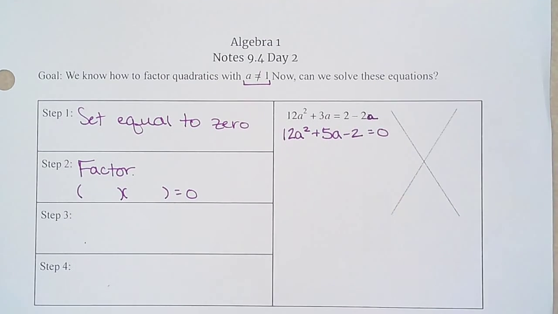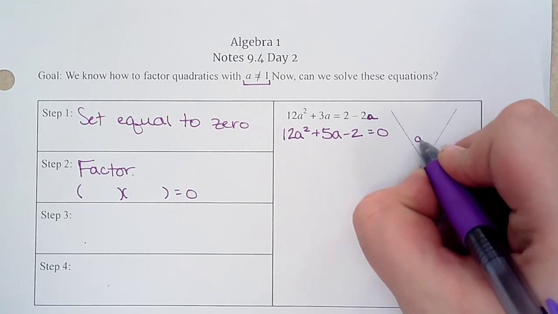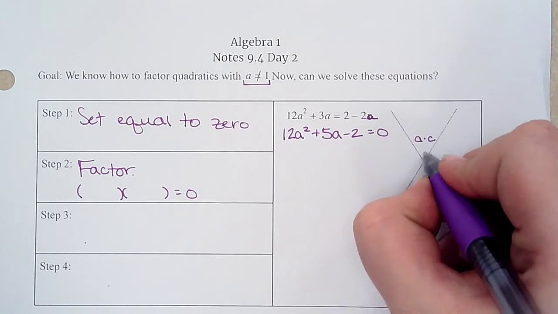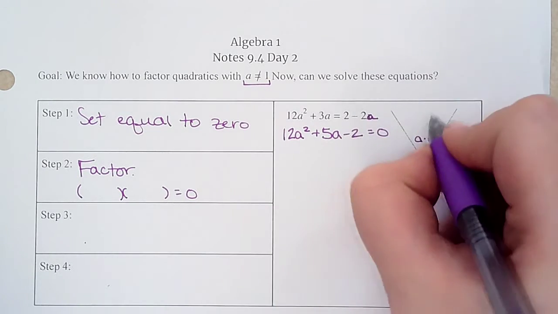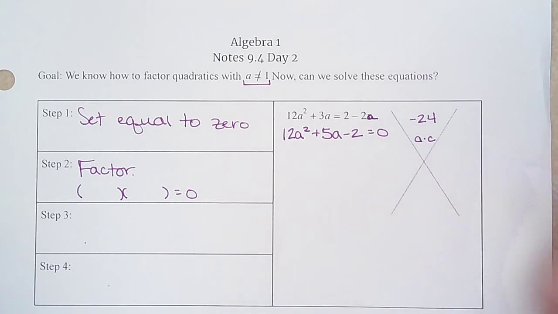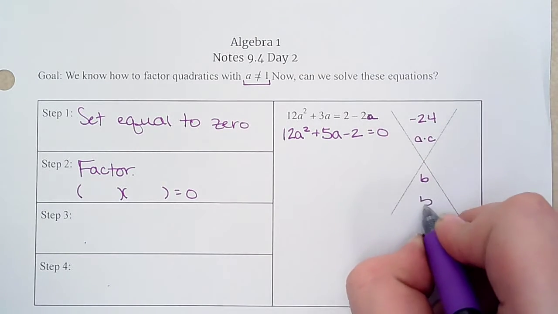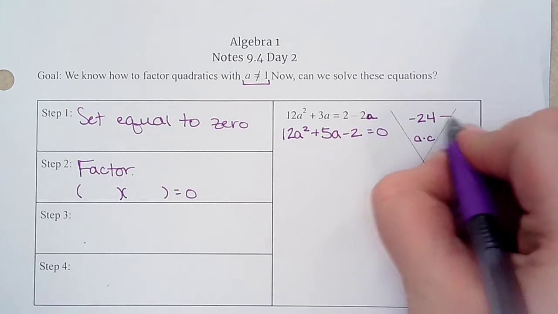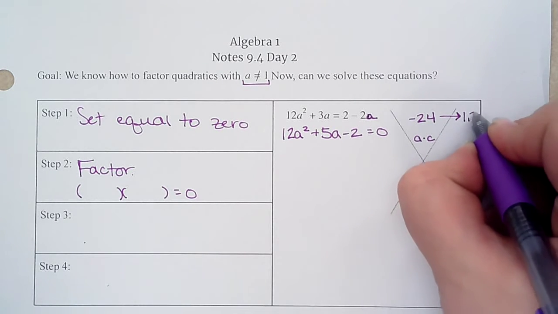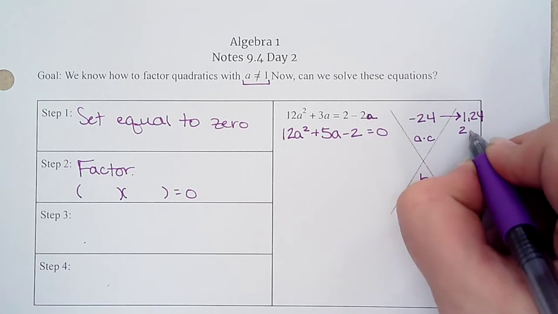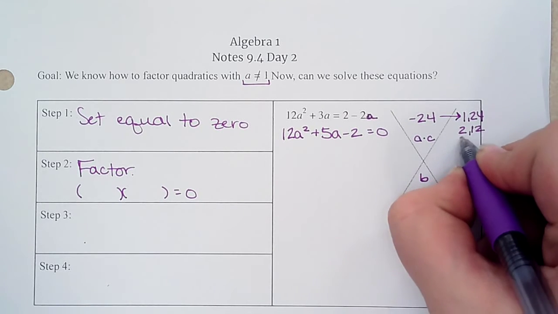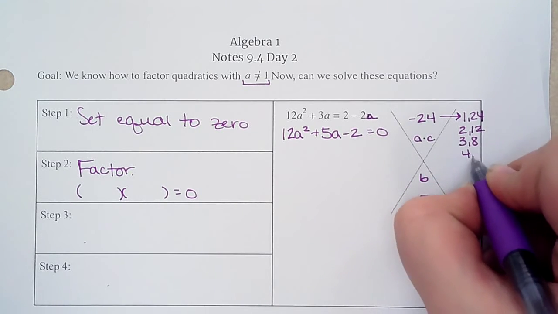I'm going to use the X box for this just because that's what we've been doing. Remember, in the top, we're going to have a times c, which in this case is going to be negative 24. In the bottom, we're just going to have b, which is 5. From here, do those factors. 1 and 24, 2 and 12, 3 and 8, 4 and 6.